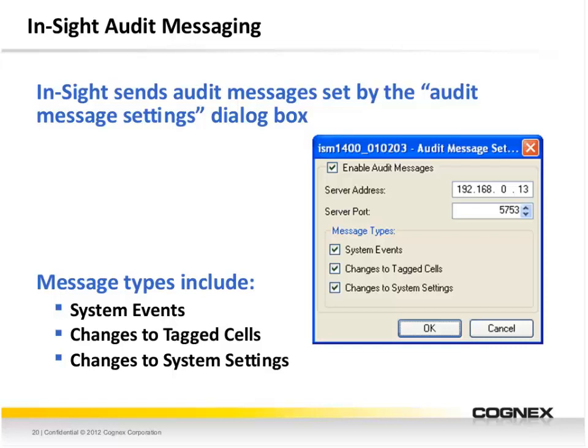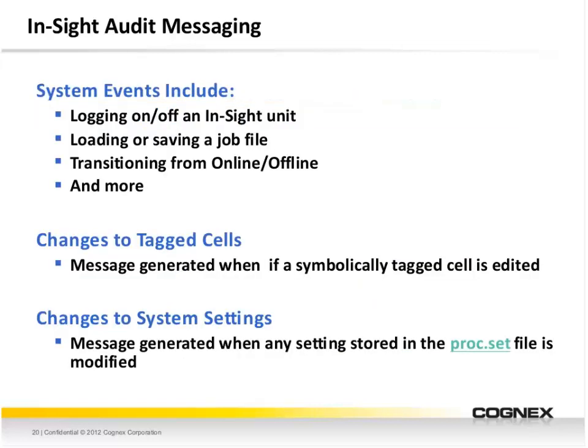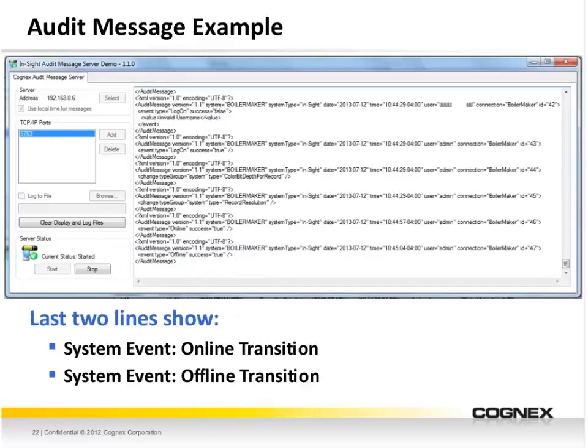So there's an audit message settings dialog box where you can set everything up and tell it which server to send the audit messages to. And there are then 3 different types you can send. So basically the system events are online, offline transitions, job change. The tag cells will be anything in your program that you've tagged that you would like to send out through the audit message. And then finally, if you change anything in the proc.set file, that would send out the system setting messages. So let's jump into an example.